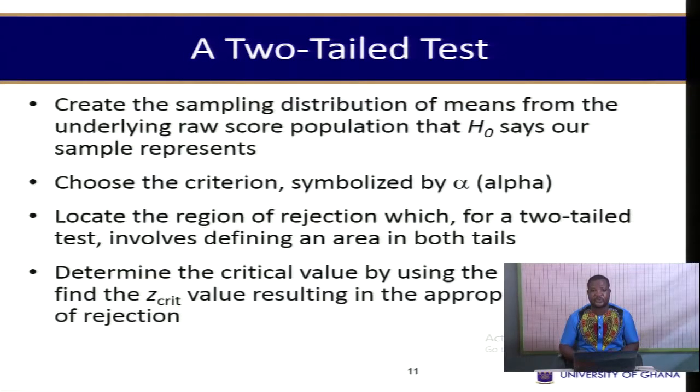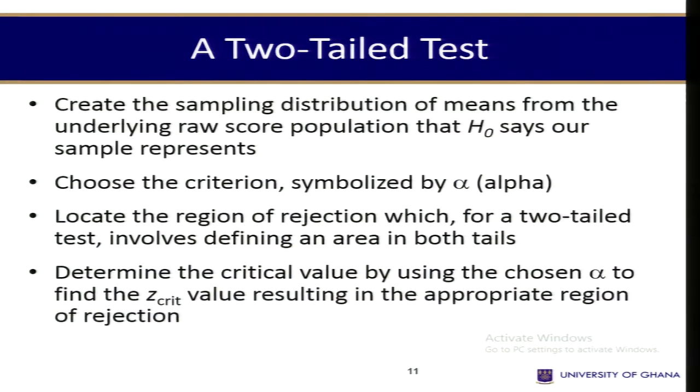Now, under the two-tail situation, what we do is that we first have to create the sampling distribution of means from the underlying raw population that the H0 says about our data. Once we create that, then we choose the criterion, which we most of the time refer to as the level of significance or the alpha level. And then we also locate the region of rejection, which for a two-tailed test will involve an area on both ends of the normal curve. In actual fact, the Z-test is precisely the normal curve distribution, and so most of the time we use the normal curve in explaining how the Z-test works. Then we determine the critical value by using the chosen alpha level, and then we find the Z-critical value resulting in the appropriate region of rejection.